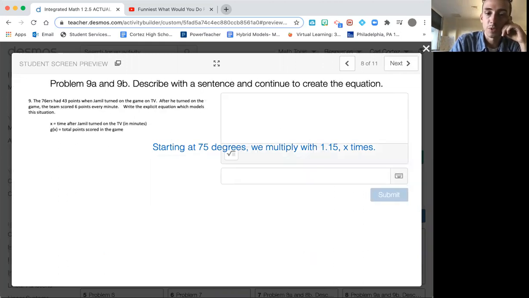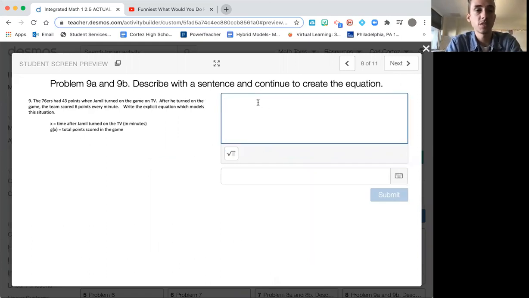Over here, we're dealing with the Sixers. We're starting at 43 points. I'm going to kind of speed run this. So this sentence would be starting at 43 points, we add 6 points every minute.